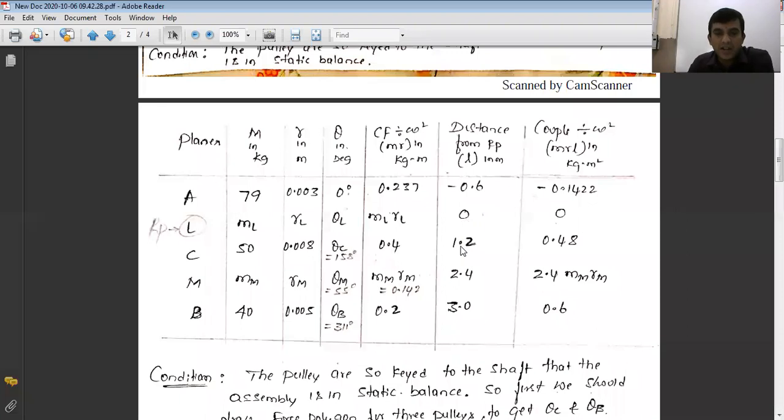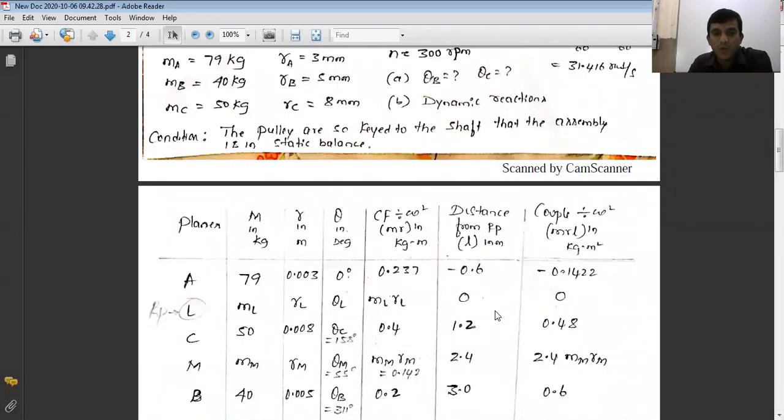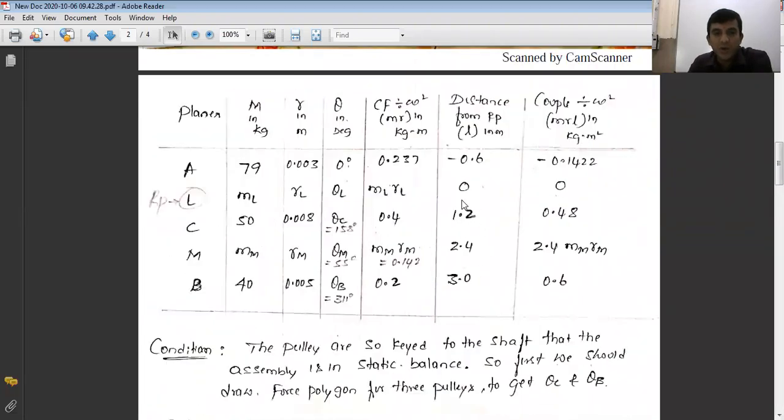Next, the distance from the reference plane to the C plane, where the mass is rotating. That is how much? L to M is 2.4, divided by 2, you get 1.2. It comes on the right side of the reference plane, so that is plus 1.2 meter. See the plus 1.2 meter.